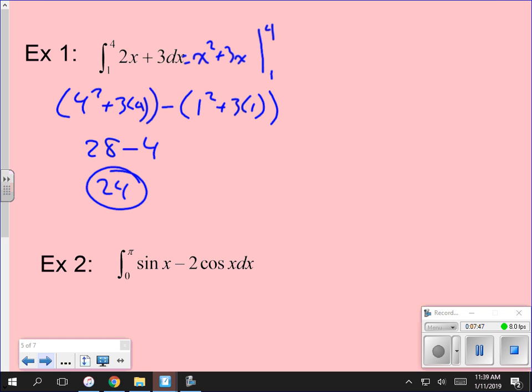Easy peasy. If you can do an antiderivative, you can do this. Questions?